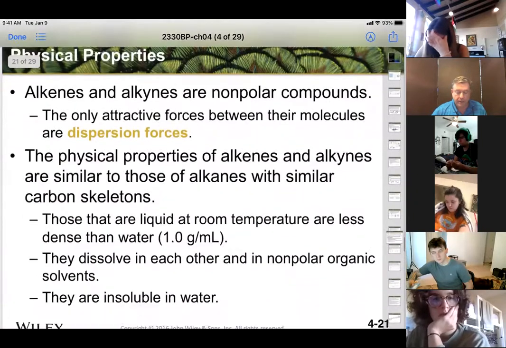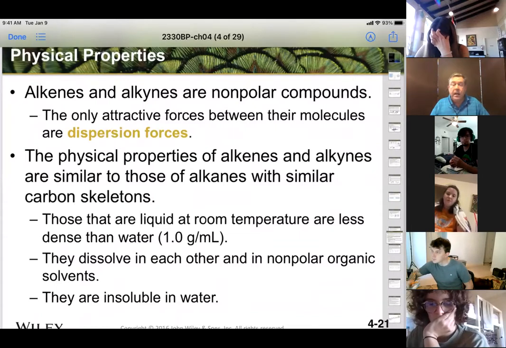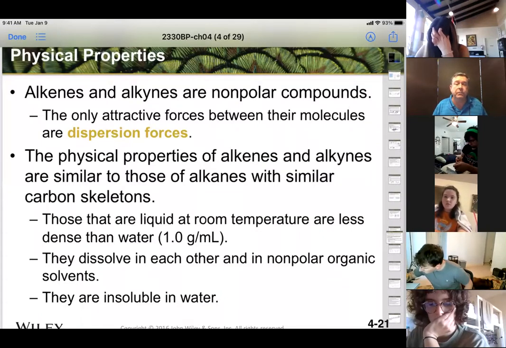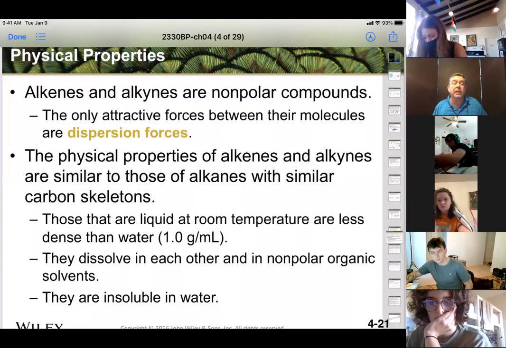Okay. All right. So let's talk about the physical properties of these. So alkanes, you know, they were nonpolar compounds. They were less dense than water. Okay. They only have those dispersion forces. Alkenes and alkynes are similar to that, except they tend to have a slightly higher density. So they're just barely less dense than water, but they're a little more dense than the alkanes. They tend to dissolve in each other because of those van der Waals forces, those low dispersion forces, but they tend to be insoluble in water because they don't have anything to hydrogen bond to.